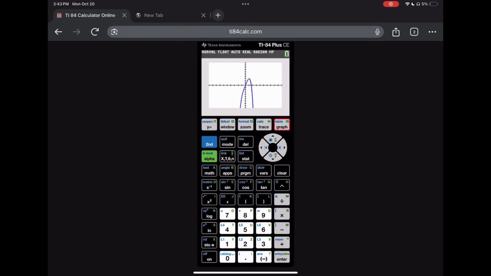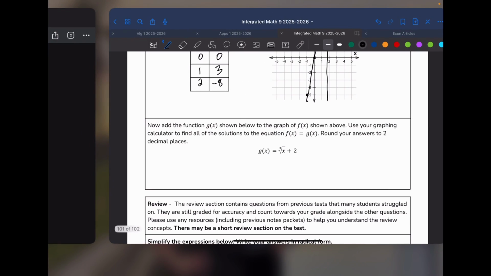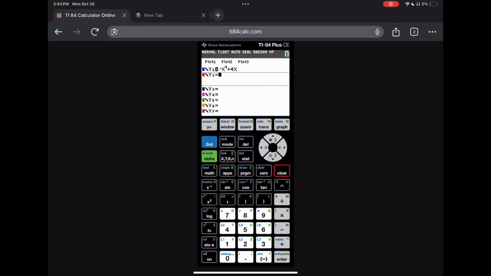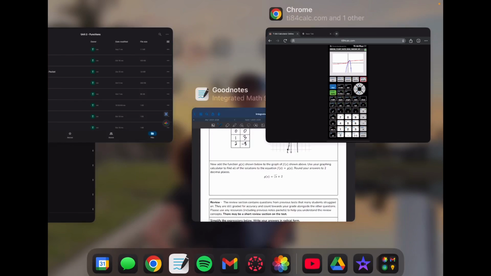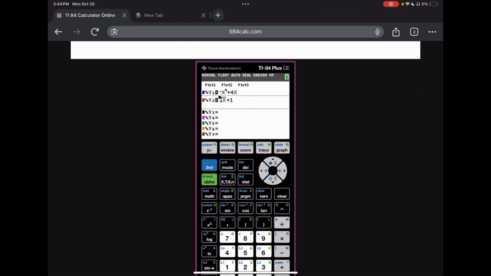All right, so we want to add our second function here in y2, and that is the cube root of x plus 1. So use the cube root, we want to go math, and then down here, cube root. And we graph it, we see that there are 2 intersections there. Hold on, x plus 2. Yep, I had the function wrong, so we just want to change that to be a 2.